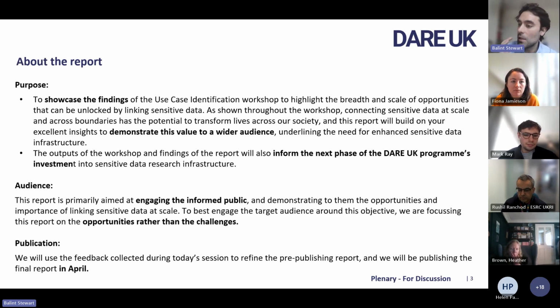In terms of the audience, this report is primarily aimed at engaging the informed public. As I mentioned, we really want to demonstrate the opportunities and importance of linking data together. As we discussed in the workshop, we're really focused here on the opportunities, the public benefit that could be gained from doing this, whilst also being very cognizant of the challenges, which is obviously something that phase 2 of the Dare UK programme will also be looking at.